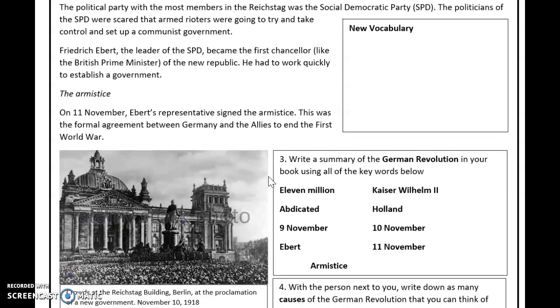Your next task is to write a summary of the German Revolution in your book, but using these key terms. As a challenge, can you do it in 50 words? So this will help you remember what the German Revolution was. So just pause the video now and write a summary of the German Revolution. Remember, you can rewind the video and pause it at any moment to support you with these activities.